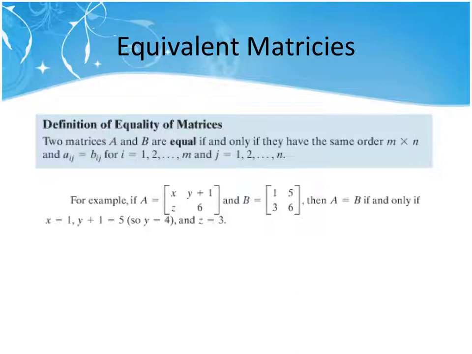So two matrices, A and B, are equal if and only if they have the same order, which is the dimensions, number of rows by number of columns, and that each element in the matrix is also equal. So if matrix A is equal to matrix B in this example, then each element in A would match each element in B. So X would equal 1, Y plus 1 would equal 5, making Y 4. Z would equal 3. And then obviously the last one is 6 equals 6.